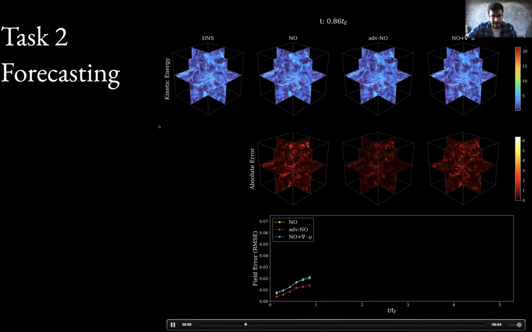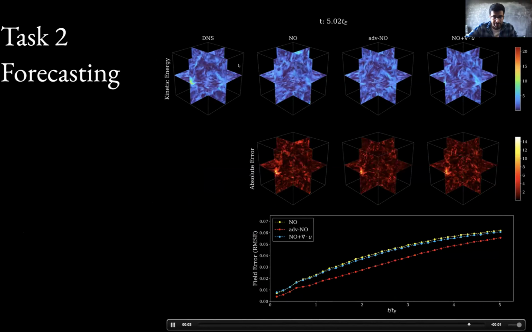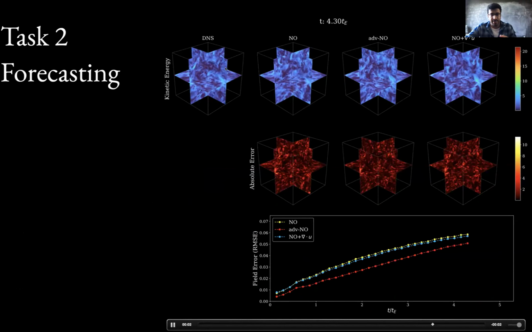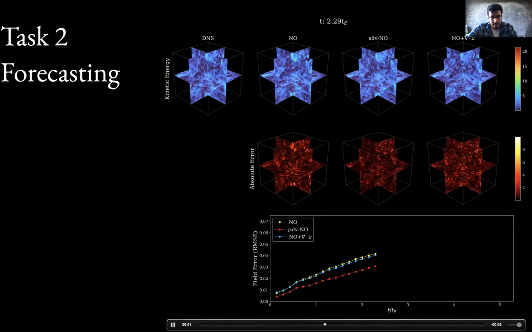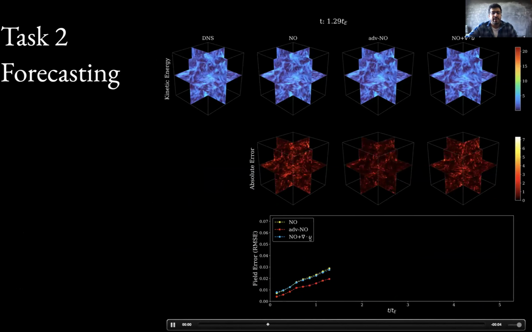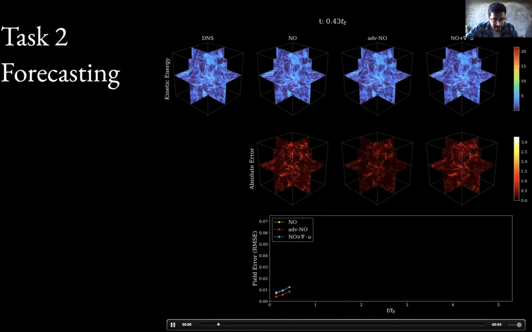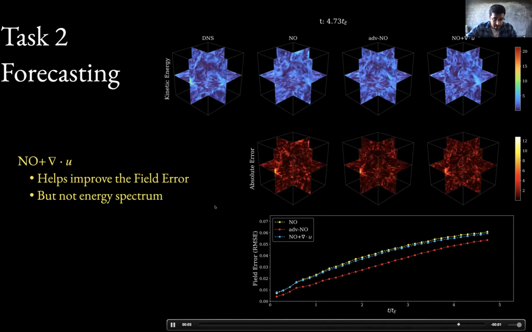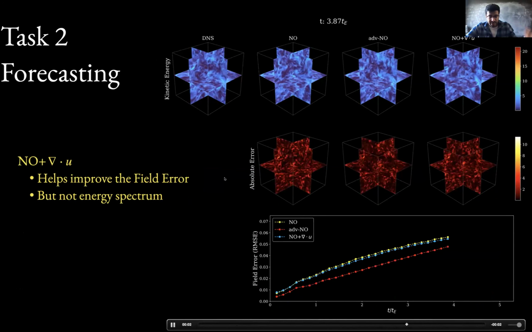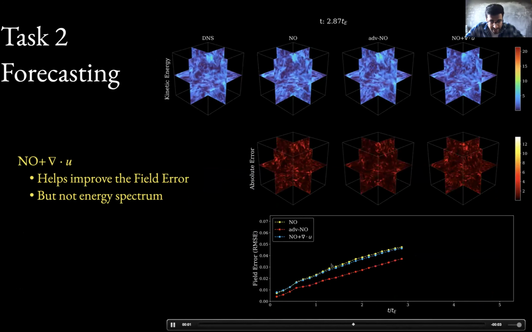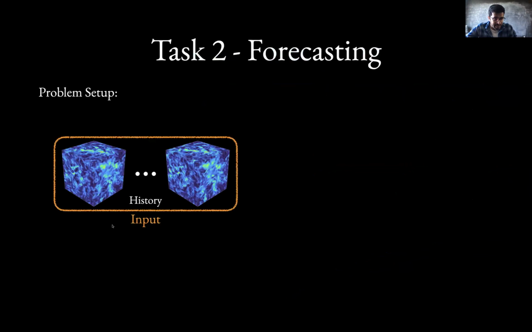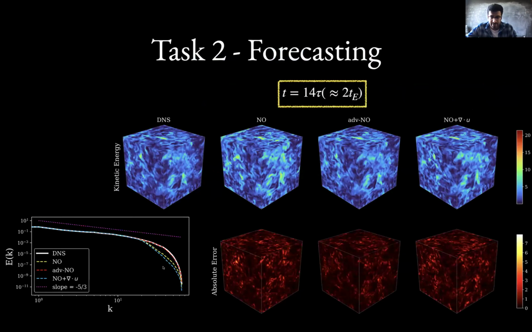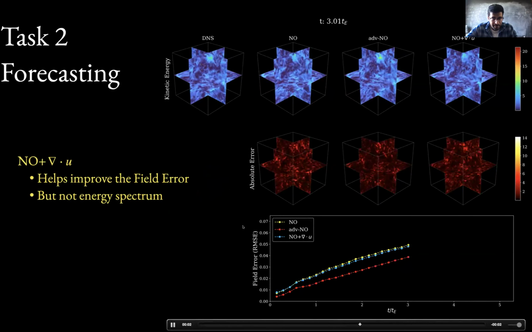Here is an animation of the same, showing how the error evolves in time. I'm plotting the kinetic energy and their errors at the 3 mid-plane slices. And you'll see the adversarial NO consistently has lower error than the vanilla neural operator and the neural operator that penalizes the incompressibility condition. If you think about it, the neural operator with the incompressibility penalization achieves slightly lower field error than the vanilla neural operator. But from the last slide, you will realize that it doesn't exactly help with the energy spectrum, because the blue line is below the yellow line. So that's what we observed.